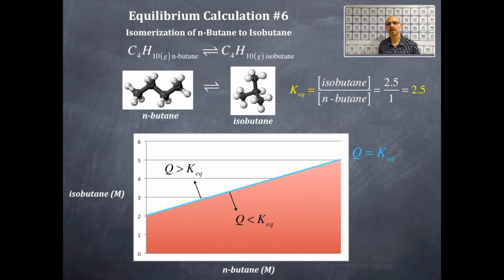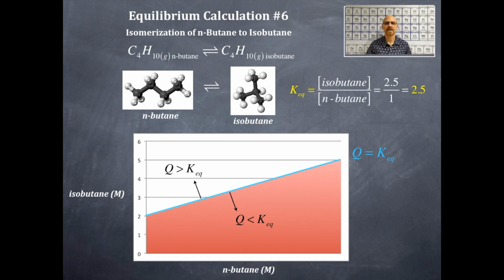If, however, you are below this line, that means that the Q is less than the K, and again, you are not at equilibrium since you are not on that line. But the Q needs to approach the K. Therefore, the Q needs to get larger. All right? Hopefully that makes sense for you.